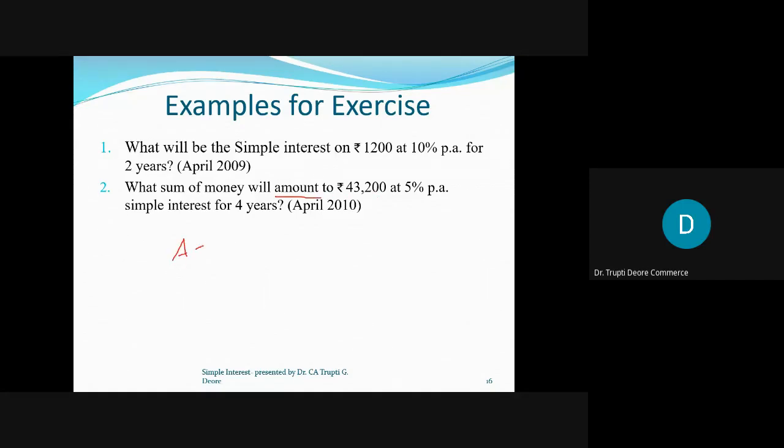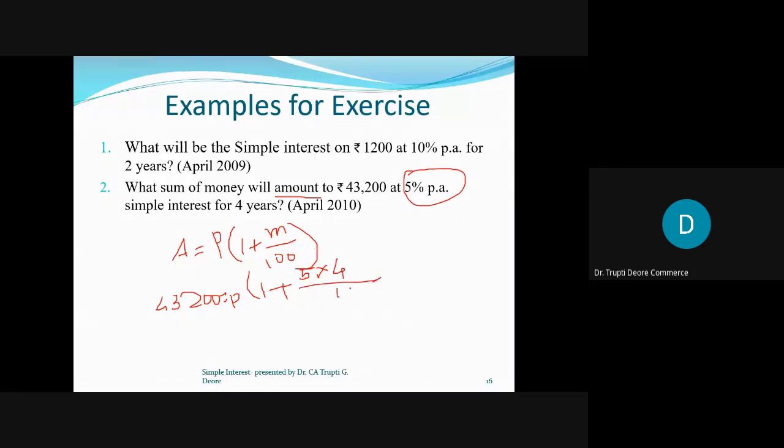Here you have to use the formula for A only. Harshike, don't use the formula of I because it will create confusion. No problem. So it is R upon 100, right? So the value of A, 43,200, is equal to P into bracket 1 plus R is given 5%. So here 5 multiplied by n is 4, 5 into 4 divided by 100. Right, so it is 43,200.